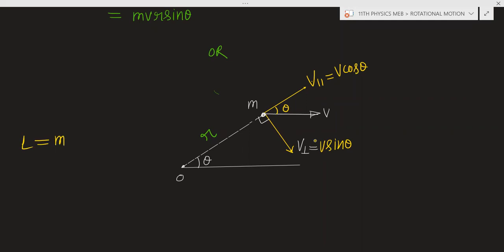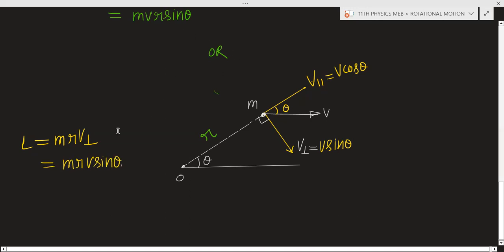Now you can find the angular momentum: m r into v perpendicular. What is v perpendicular? v sin theta. Check both answers: m v r sin theta, it is also m v r sin theta. So by both ways, we get the same answer.